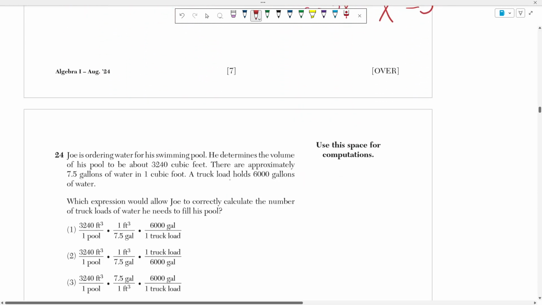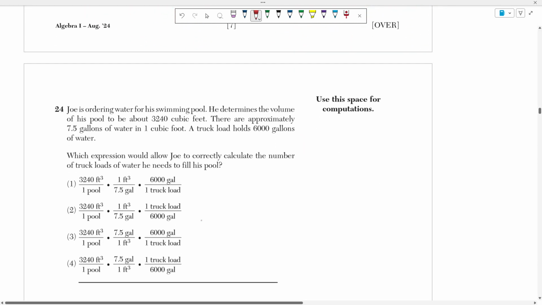Last question in the section. It says that Joe is ordering water for his swimming pool. He determines the volume of the pool to be 3,240 cubic feet, and there are approximately 7.5 gallons of water in 1 cubic foot. The truckload holds 6,000 gallons of water. Which expression would allow Joe to correctly calculate the number of truckloads he needs to fill the pool? Right, so you're converting the original volume of the pool of 3,240 cubic feet into truckloads.